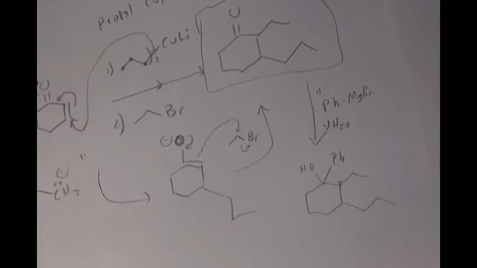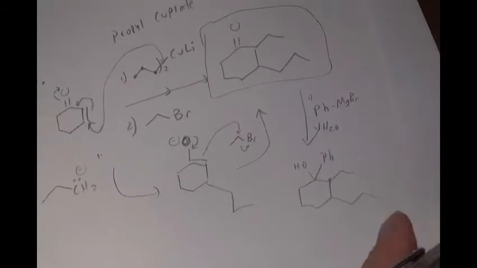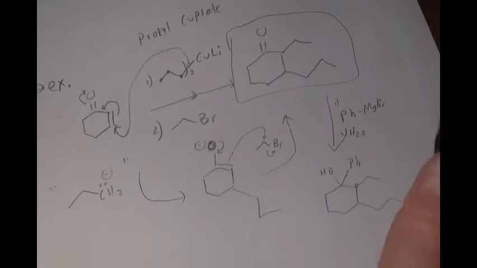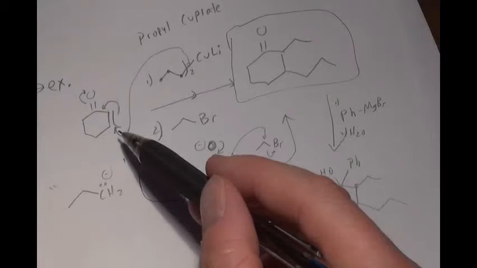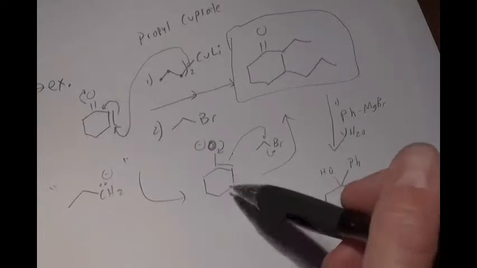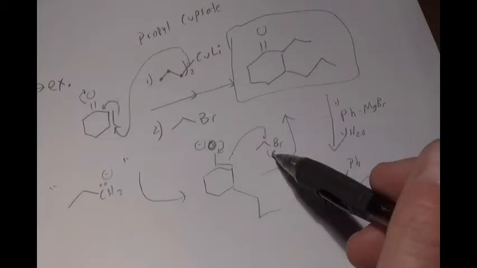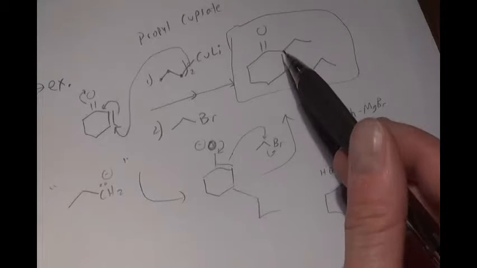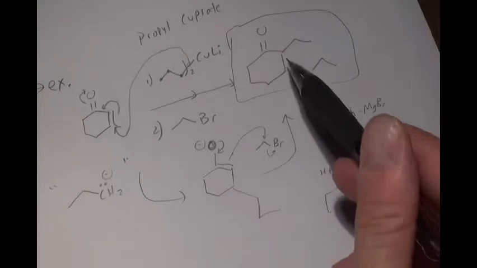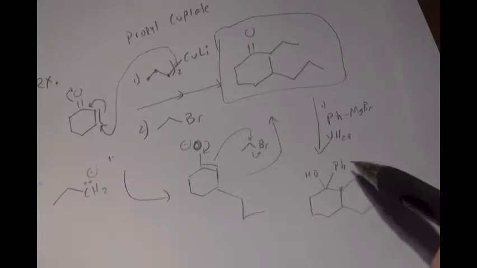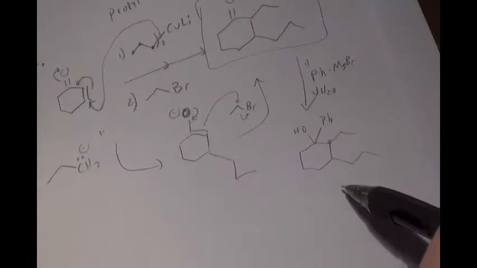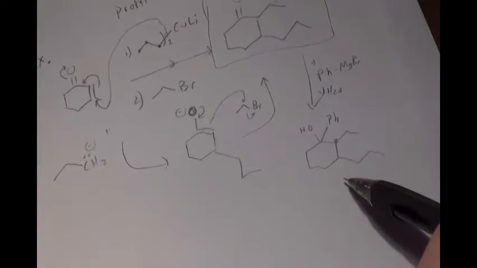Look at that. We just did 3 things in rapid succession. We added the cuprate to the beta carbon as a 1,4 addition to create an enolate. The enolate attacked ethyl bromide to put an ethyl group at the alpha carbon. So propyl's on the beta carbon, ethyl's on the alpha carbon. Then we added a Grignard to the ketone to make a tertiary alcohol. It's pretty cool.